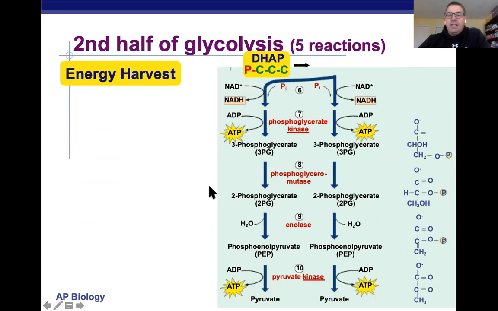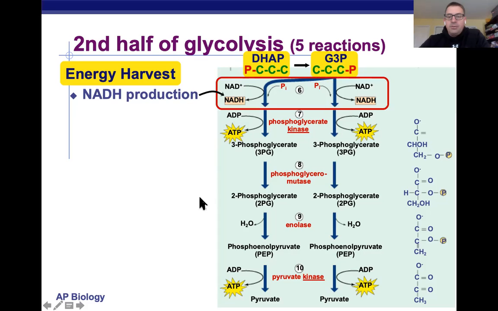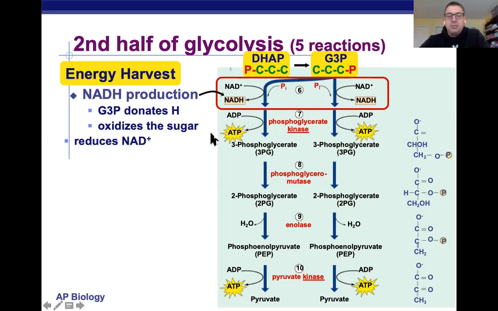Now, the second half of glycolysis is where we get our energy produced finally. We get some NADH generated right there, and remember that we saw on the previous slide that was done by a dehydrogenase. So G3P is donating hydrogen atoms with their electrons to the NAD plus molecules, reducing them and creating NADH. That oxidizes the G3P molecule because it is losing electrons when it loses those hydrogen atoms. And like I said, it reduces the NAD plus. So we have a redox reaction here. The sugar is oxidized, the NAD plus is reduced to NADH.